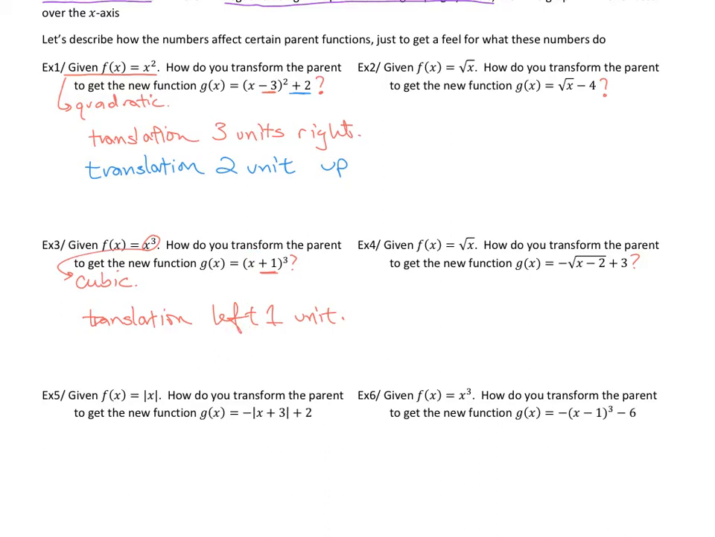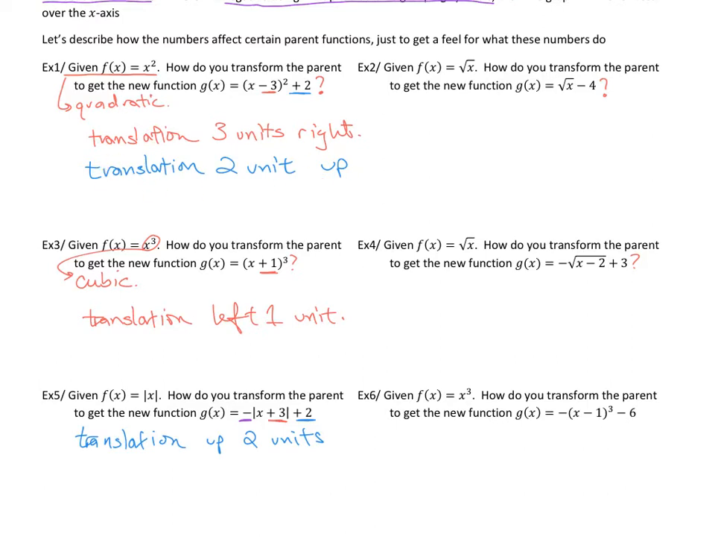Now in this last example, we have three things to describe. The first one is kind of just hanging out here in front. So there's a negative. Here we have a +3, and out back there's a +2. And we've already talked about that before. We already know that that is a translation up 2 units. We talked about that up here in example 1.